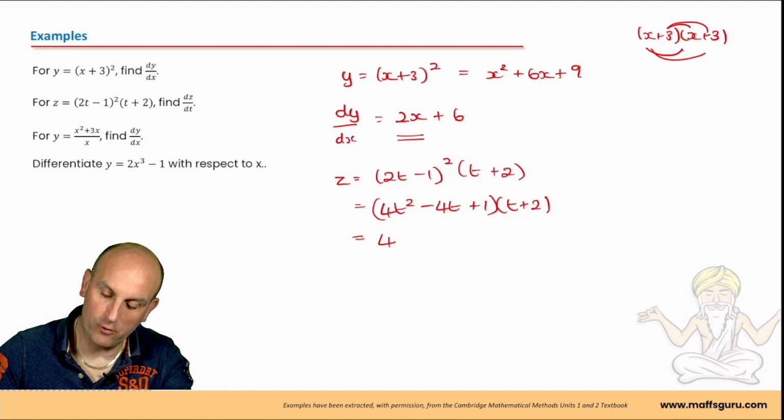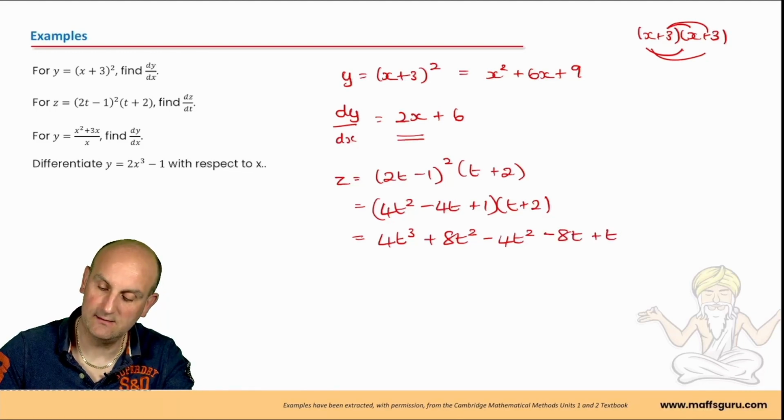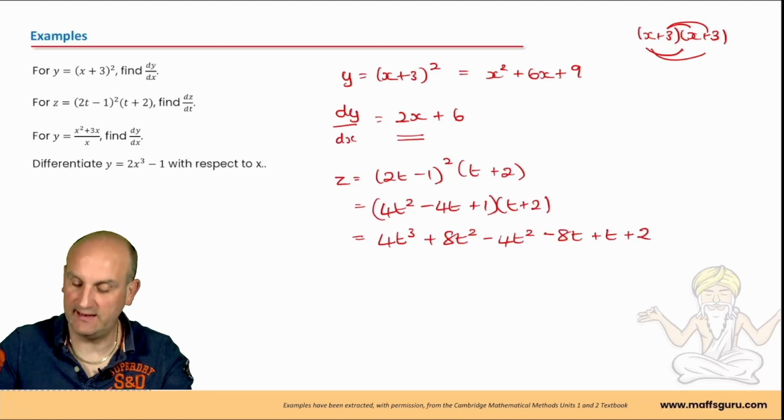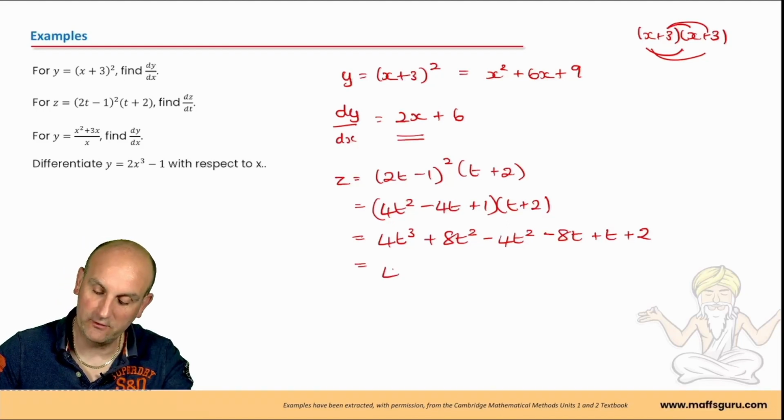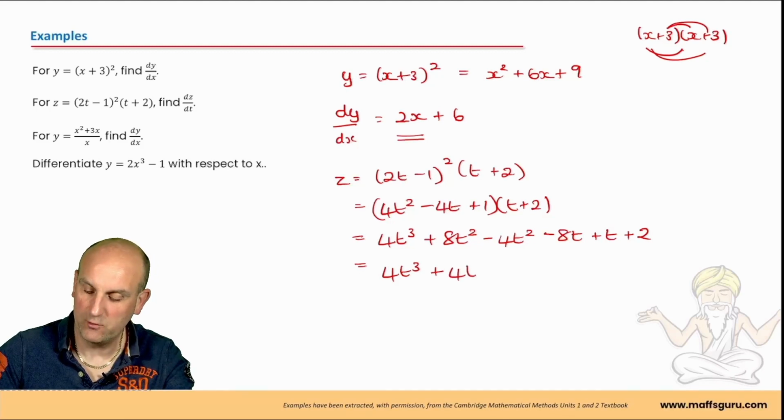So that's going to give me 4t cubed plus 8t squared minus 4t squared minus 8t plus t plus 2. Now the reason I've slowed down there is I've actually multiplied that out in the strangest way I've ever done in my entire life, but hopefully it'll make life a bit easier. So I've got 4t cubed, 8t squared minus 4t squared is plus 4t squared, minus 8t plus t gives me minus 7t plus 2. Hopefully these are all correct.